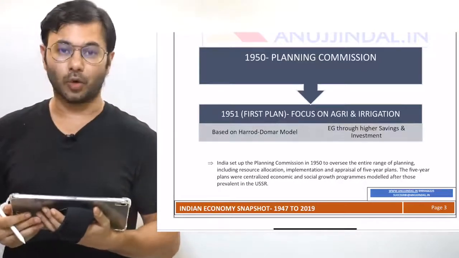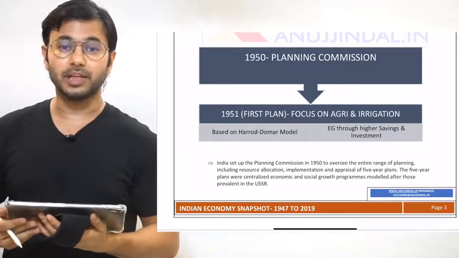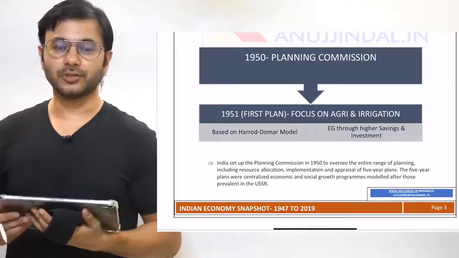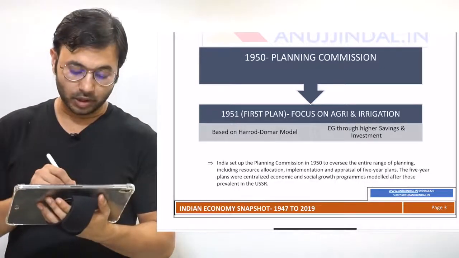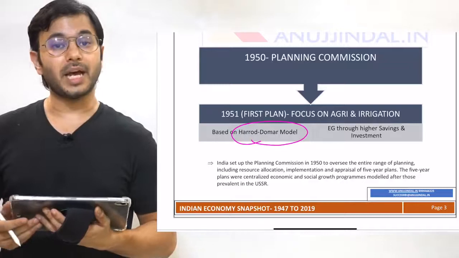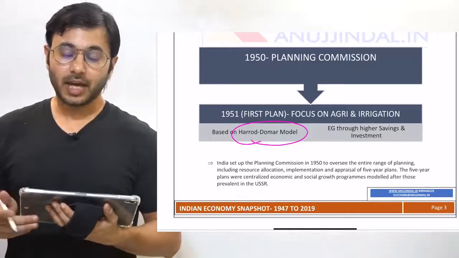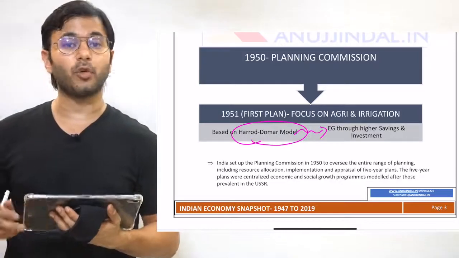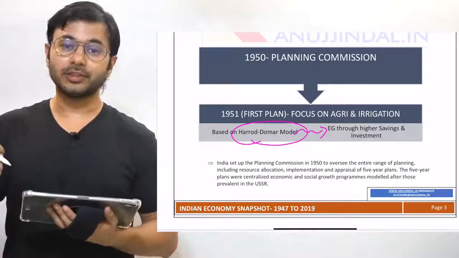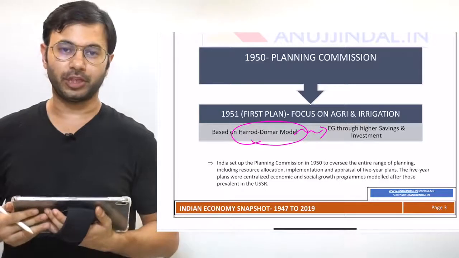Number one, Harrod-Domar model. You must have heard about Mahalanobis model, but very few of us understand and know about Harrod-Domar model. It was this model which created the platform of the first 5-year plan. According to the Harrod-Domar model, economic growth can be carried out if we focus on two things. Number one, savings ratio, and number two, capital output ratio.